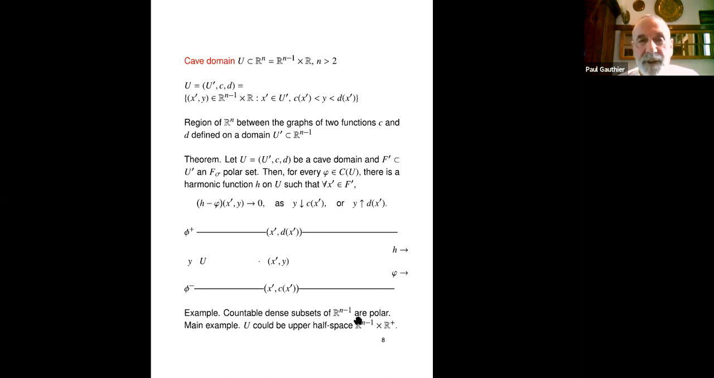Now, I want to define a cave domain in Rn, and there's a sketch down below, and I'm sorry I'm not good at making sketches on the computer.